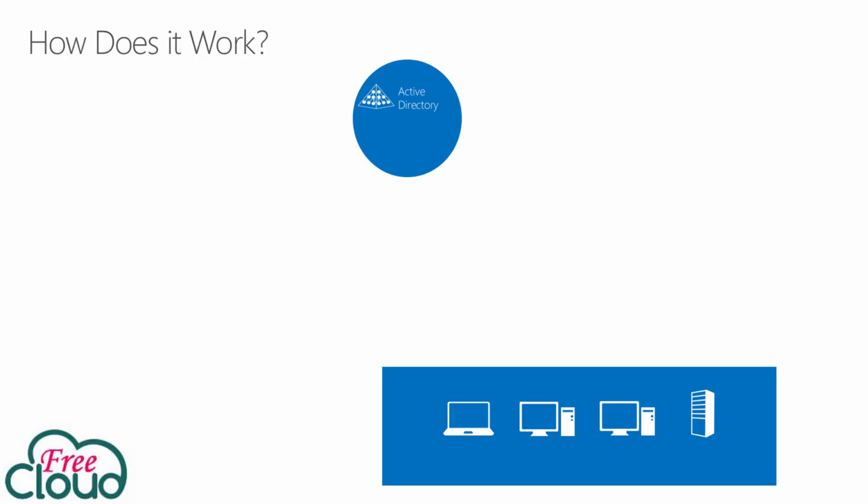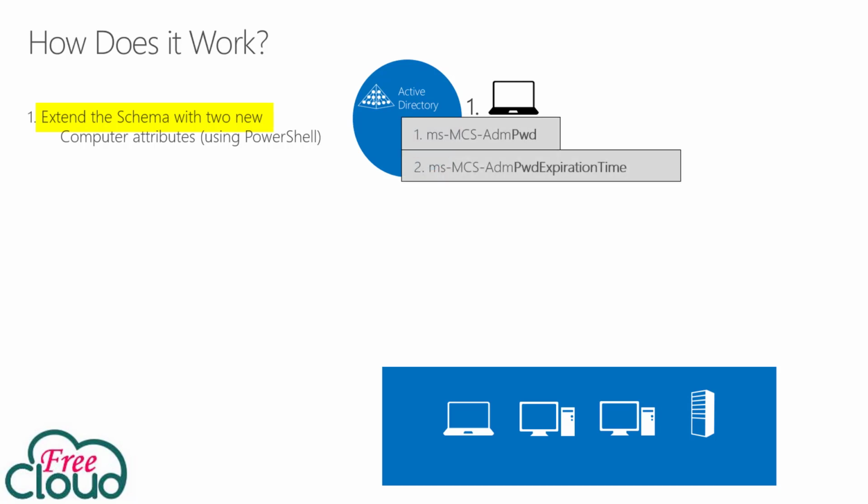How does it work? Once we extend the schema using PowerShell, it adds two new attributes to computer objects. ms-Mcs-AdmPwd, a confidential attribute. This attribute stores the password in clear text. ms-Mcs-AdmPwdExpirationTime. This attribute stores the expiration time of the current password. That means the Active Directory infrastructure will be used as a password repository.